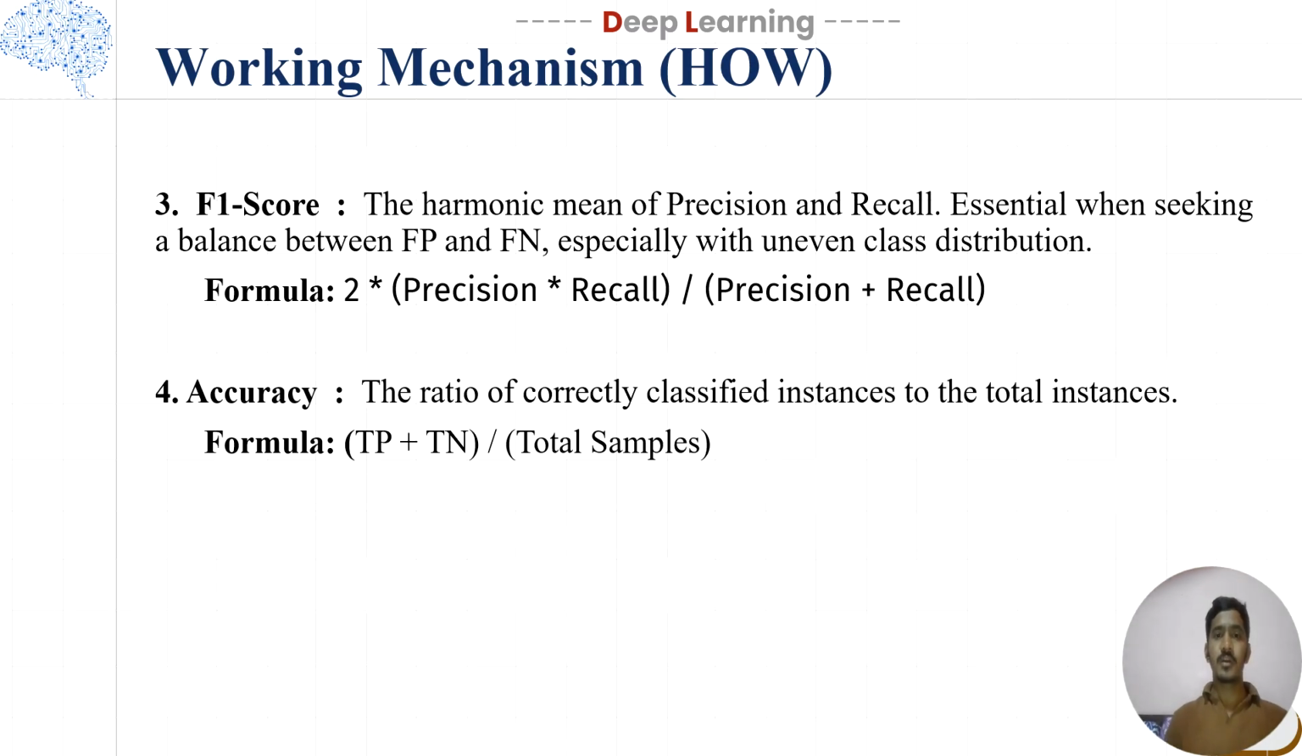F1 score. F1 score combines both precision and recall into one single number. It gives the balance between them, especially when your data is not equal or is imbalanced. It uses the formula 2 times precision times recall divided by precision plus recall. For the accuracy, accuracy is the most basic metric. It tells us how many times the model's prediction was correct overall, both for positive and negative. It uses this formula: true positive plus true negative divided by total samples.